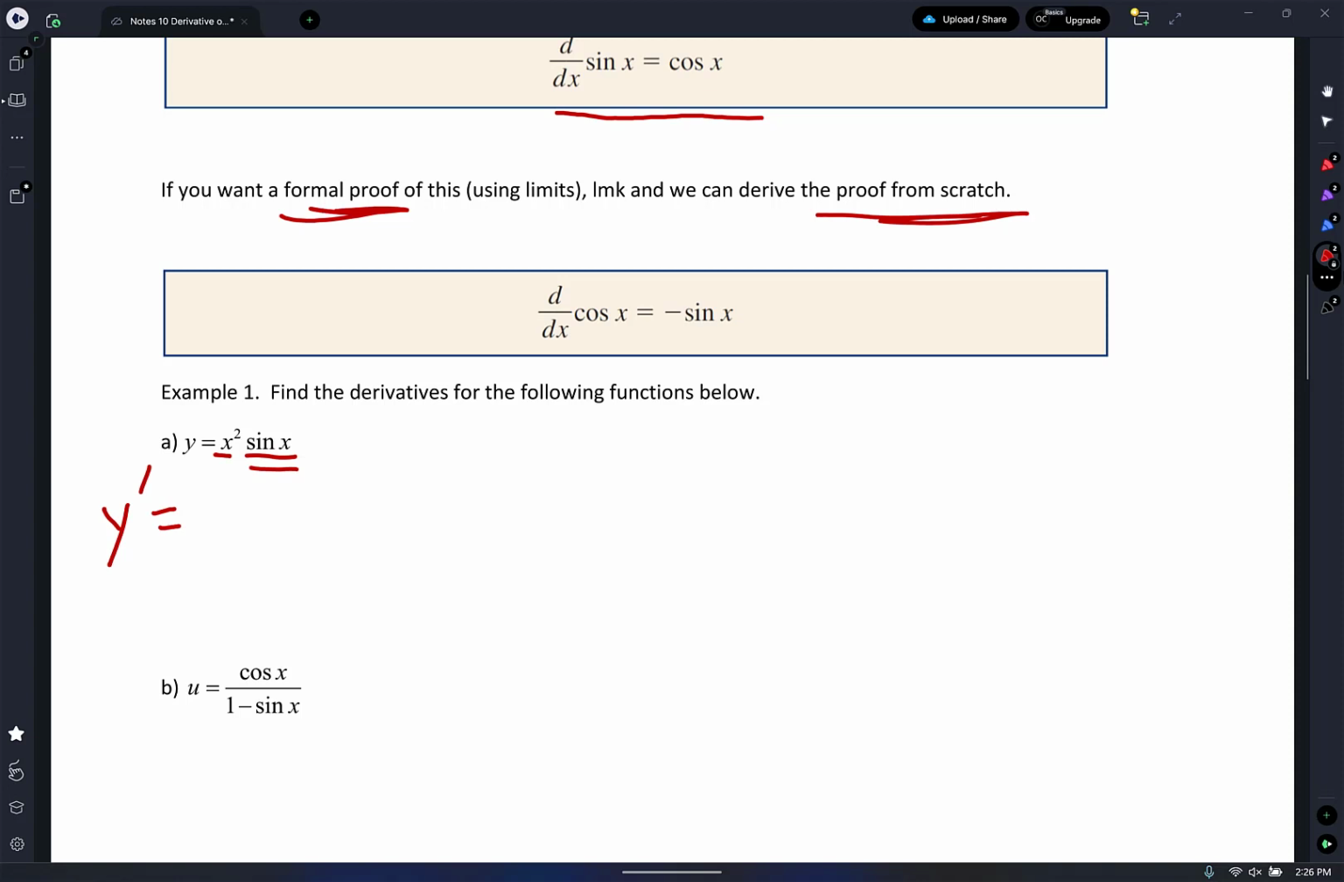Can someone help me out and tell me what the product rule is? So what is it? First, so, which is what? Plus or minus? Plus.